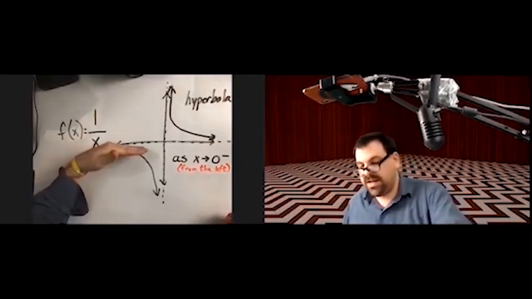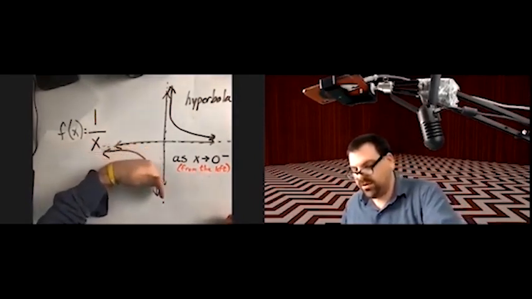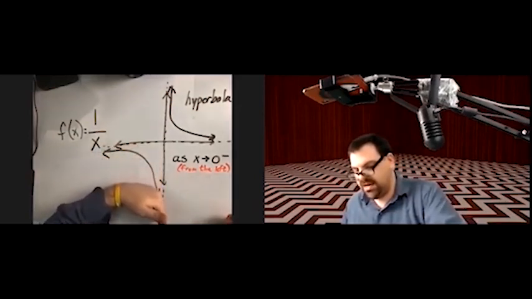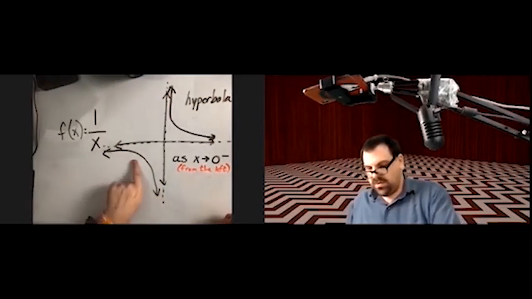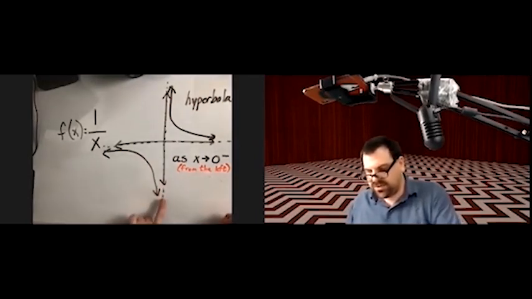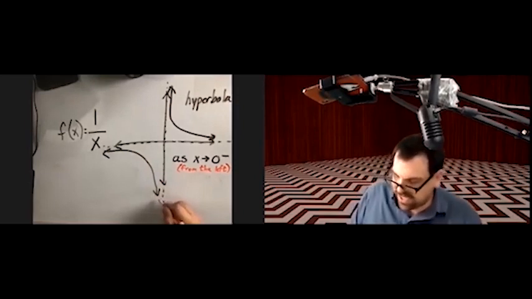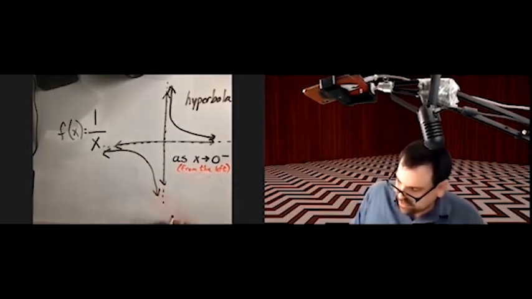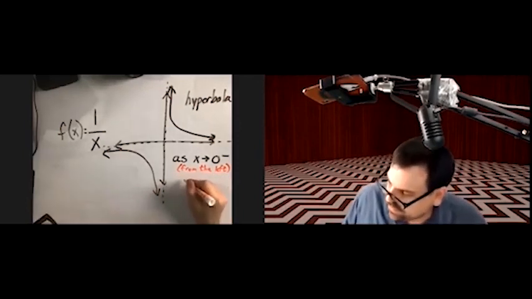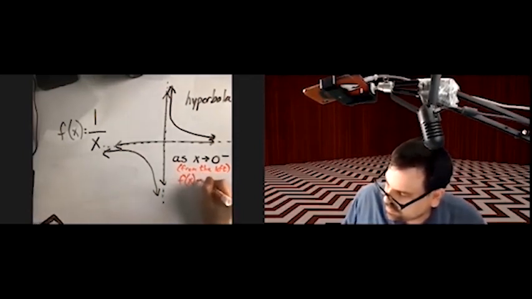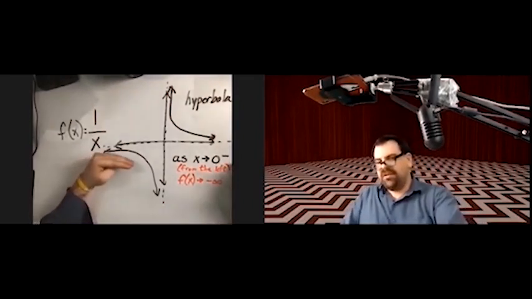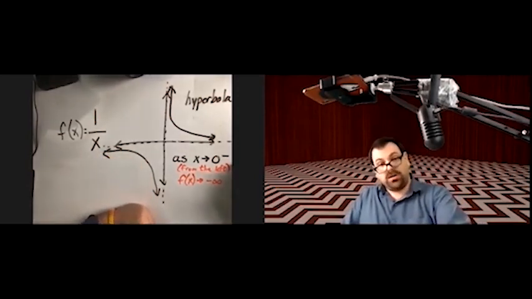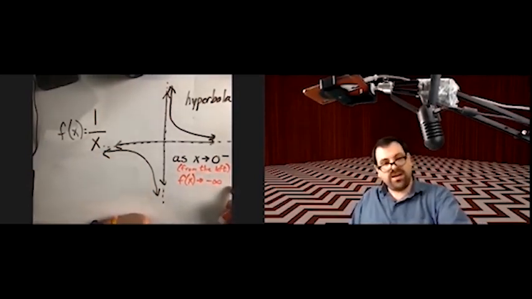So as x approaches 0 from the left, what happens? We're going to get closer and closer to this line, but we're never going to hit it. But where are we going? As x approaches 0 from the left, we're getting closer and closer to x equals 0. We're never hitting it, but our y value is getting closer and closer to negative infinity. As we approach 0 from the left, we fall. We approach negative infinity.